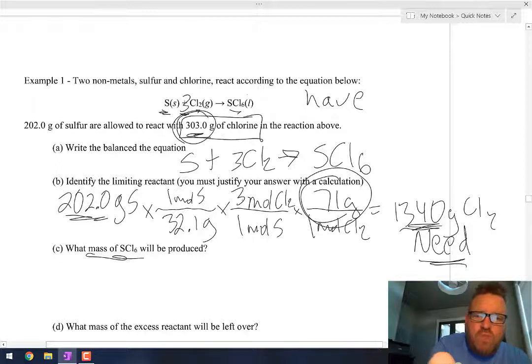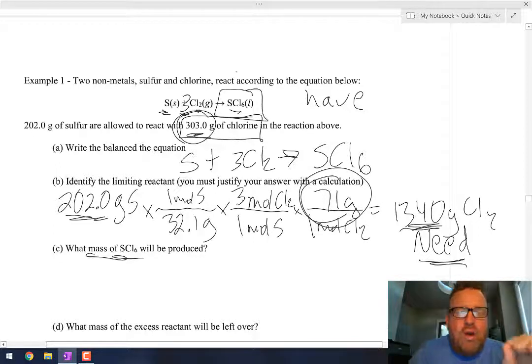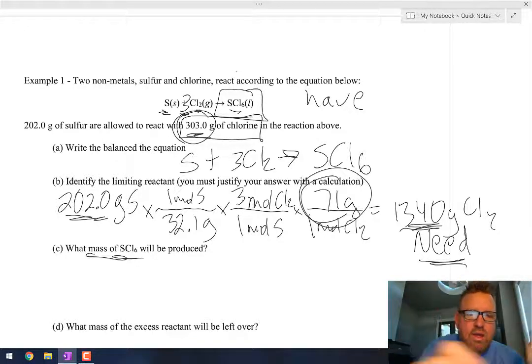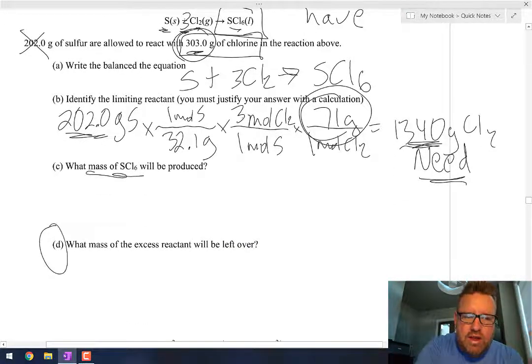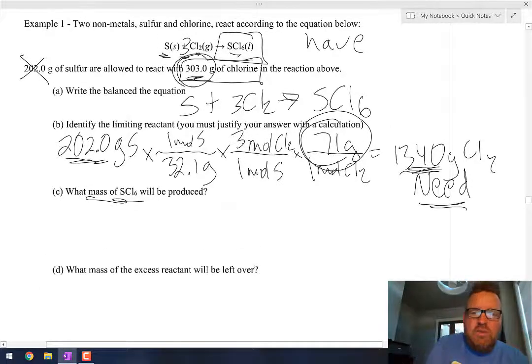So, when you're figuring out how much product is going to be produced, what do you have to use? The limiting reactant. Okay, what do I do with this 202? Nothing. I don't do anything with it because that's going to be left over. There's going to be some of that left over, and we're actually going to calculate that here in just a minute. Okay, so how much product is going to be produced?